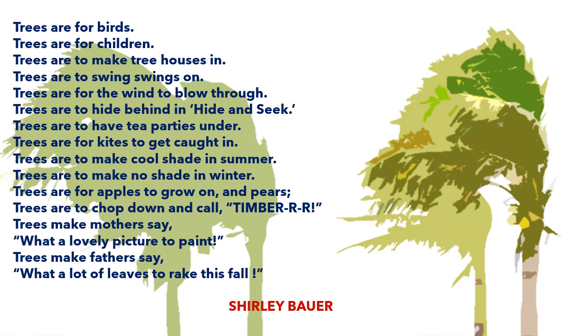Trees are to make no shade in winter. Trees are for apples to grow on and pears. Trees are there for many fruits, different types of fruits grow on them. We get the fruits. For that matter, we get even different kinds of colorful flowers also from trees. They give us fruit, they give us flowers.